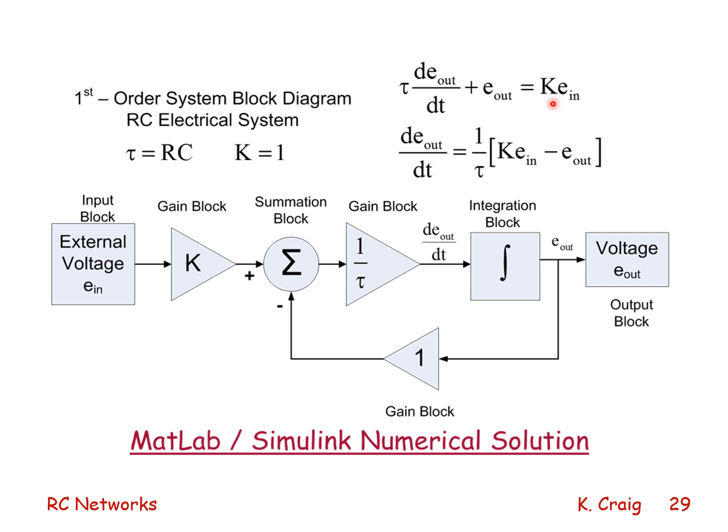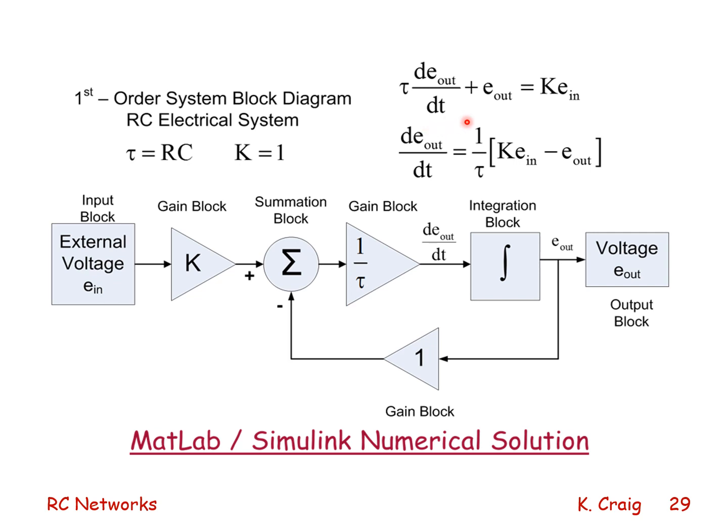For an RC circuit, tau is R times C, and K is 1. For a mechanical system, a thermal system, any other disciplinary system, K and tau will have other physical meanings. But mathematically, the solution to the equation, step response and frequency response, are the same.